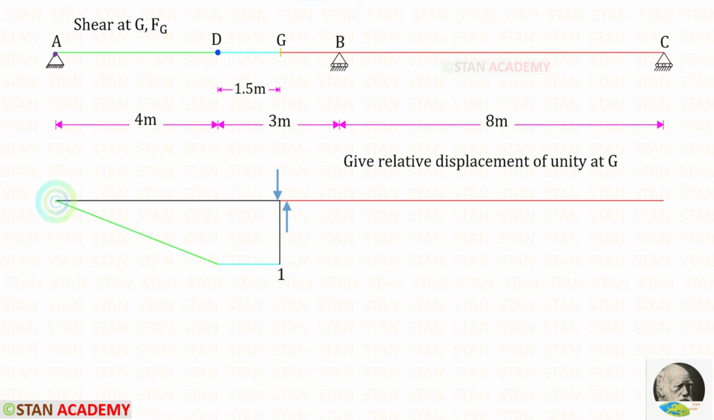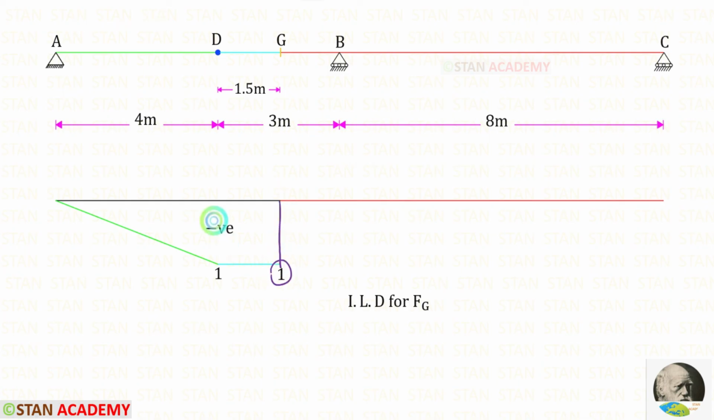In the point A, the displacement will be 0. That is why AD follows this way. Since the displacement occurs on only one side, this height will be 1. If this height is 1, this height also will be 1. This is the ILD for FG.